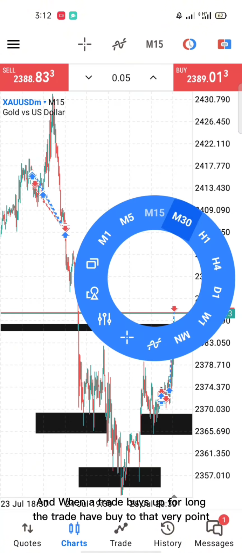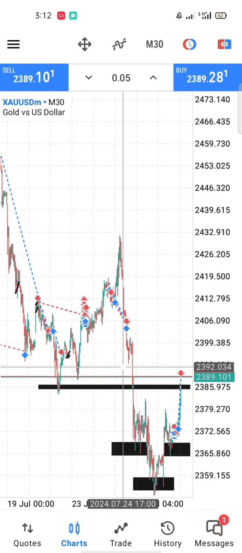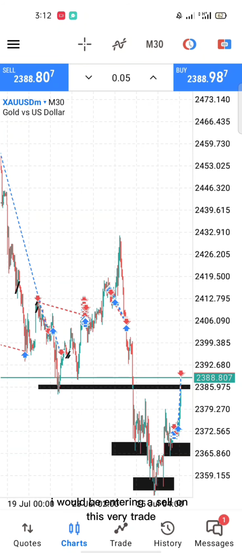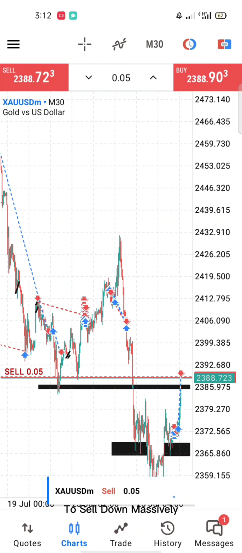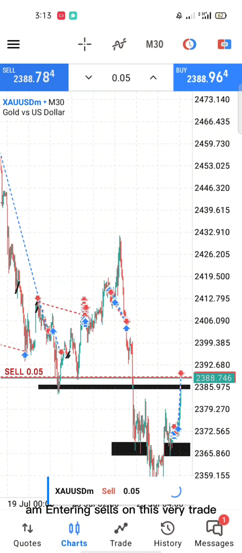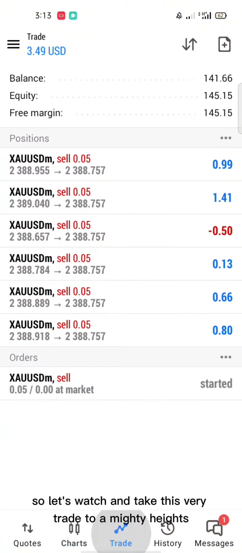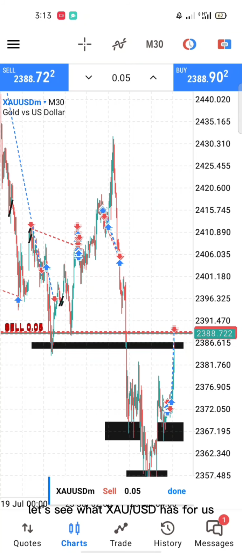When the trade has bought up for long, to that very point, I expect it to start retesting. So currently I'm entering a sell on the very trade, to sell down massively. I'm entering sells now. Let's see what XAUUSD has for us, and let's take this trade to a mighty height.